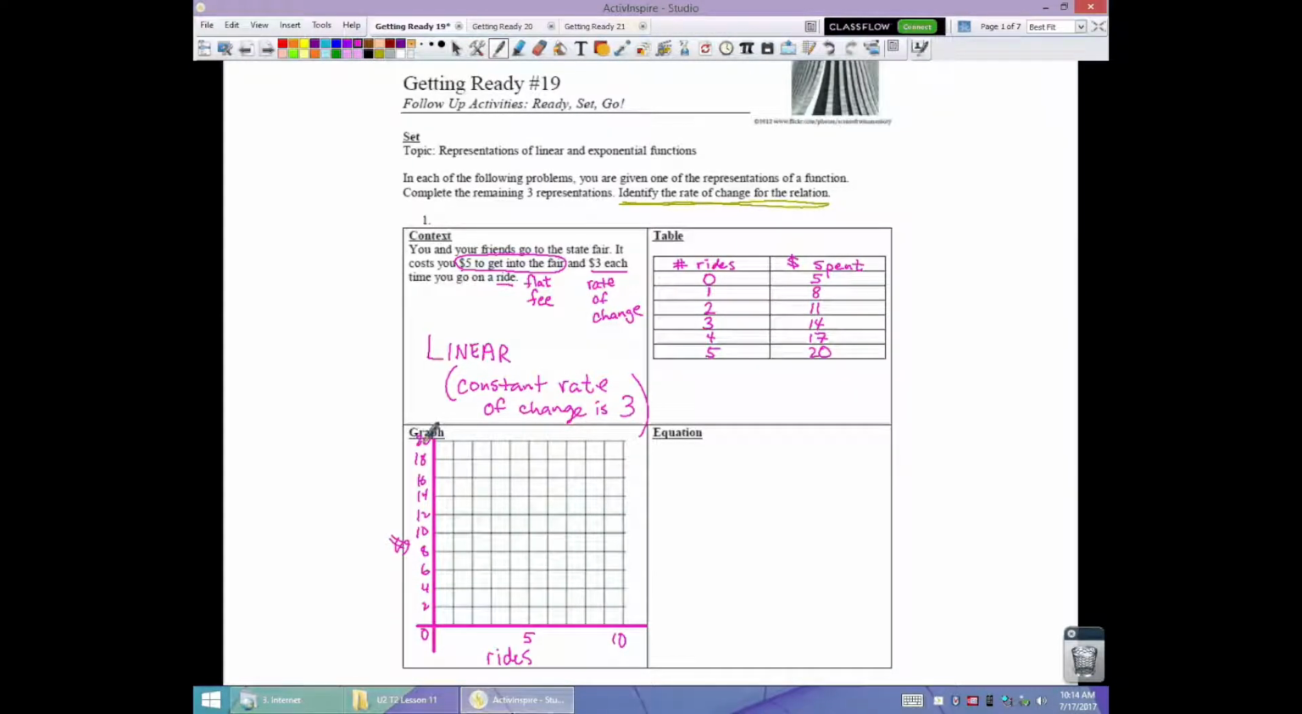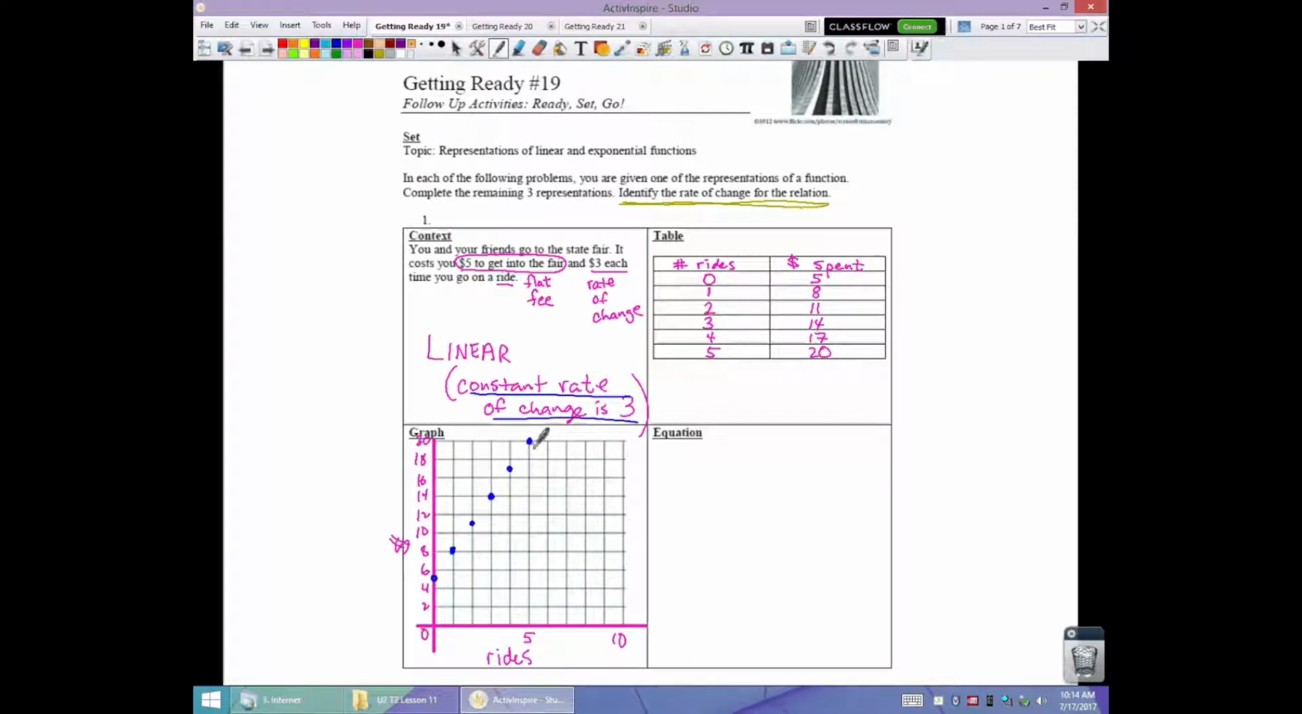and that top line would be 20. All right, so when I plot those, they should end up in a line, in a linear shape, because we've already mentioned that this is linear due to the constant rate of change. So (0, 5), (1, 8), (2, 11), (3, 14), (4, 17), and 5 gets me to 20.